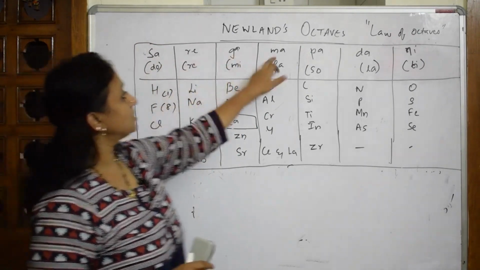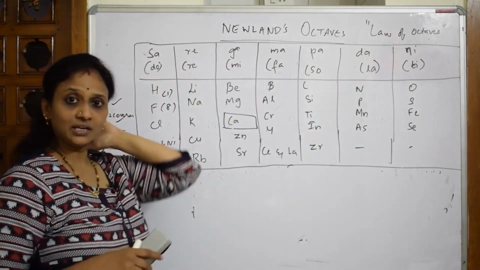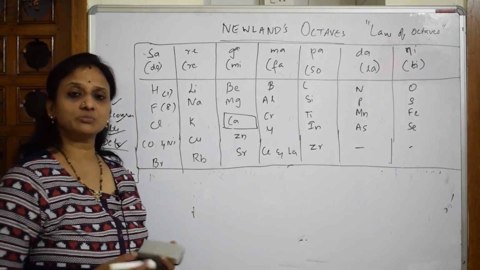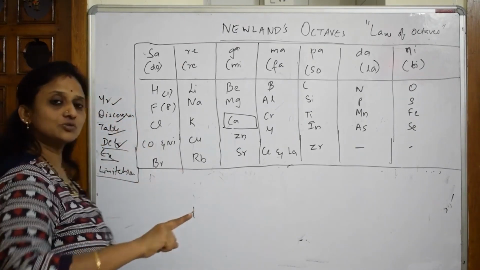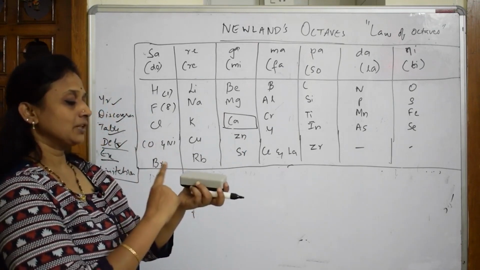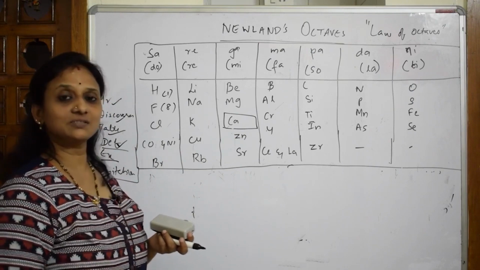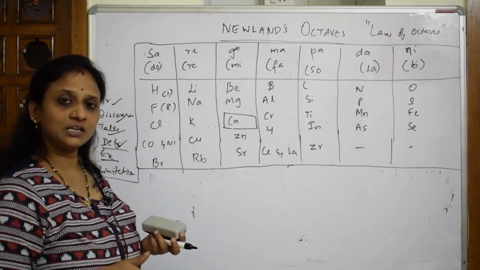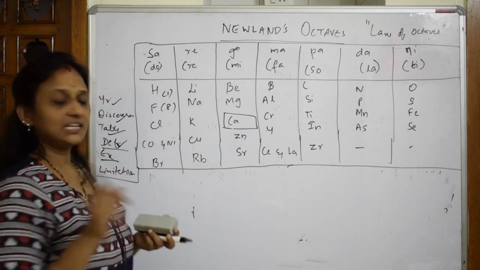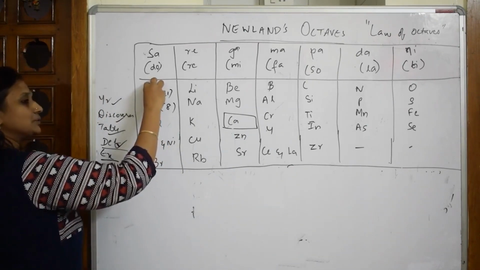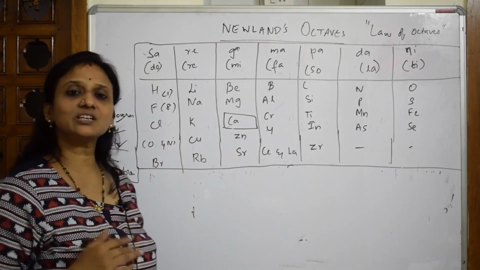Sa, re, ga, ma, pa, da, ni, sa. Why was that? Ni and sa. Why? Because in a musical instrument, whether you take an Indian instrument or the Western type of instrument, the first note and the eighth note are similar. The first note in the musical instrument as well as the eighth note both sound in a similar way. That's why the property of the first element as well as the eighth element are similar, just like your musical notes. That's why he picked that.